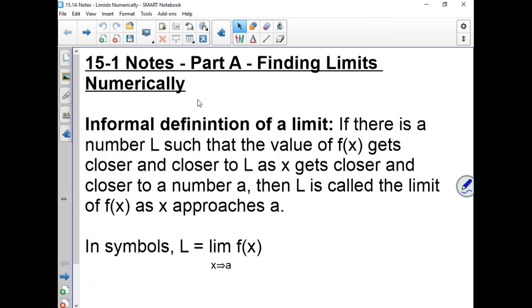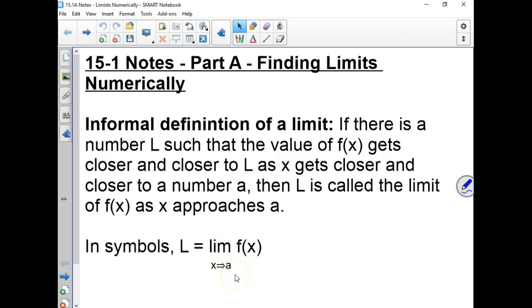So this is the informal definition of a limit, although it sounds terribly formal whenever you read it. I promise you there's a much worse definition of a limit in our calculus book with epsilons and deltas and all kinds of crazy stuff. But this is the main understanding that we need to have. If there is a number L such that the value of f of x gets closer and closer to L as x gets closer and closer to a number a, then L is called the limit of f as x approaches a.